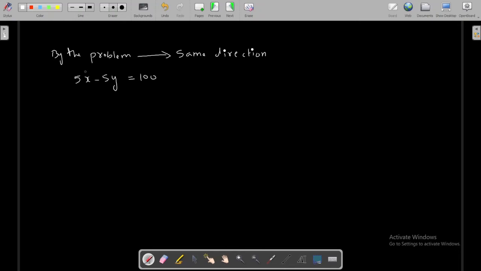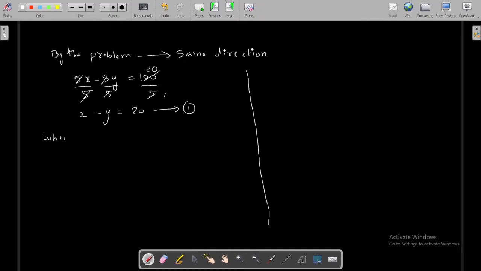Or I can simplify this, that is, I am dividing the equation by 5. So I will get an equation where the 5s get cancelled, and 5 ones are 5, 20s are... So I will get one equation, that is x minus y is equal to 1. This is my first equation.